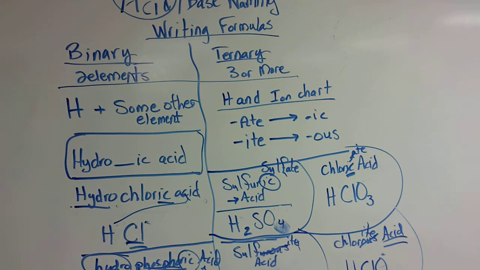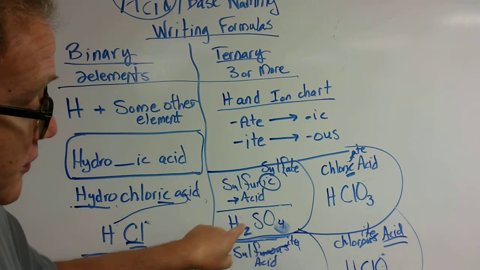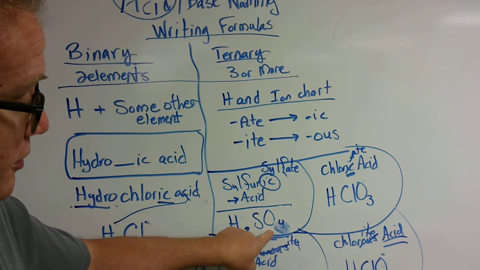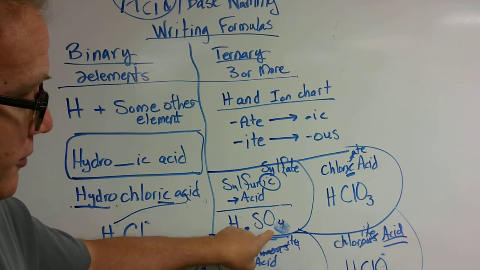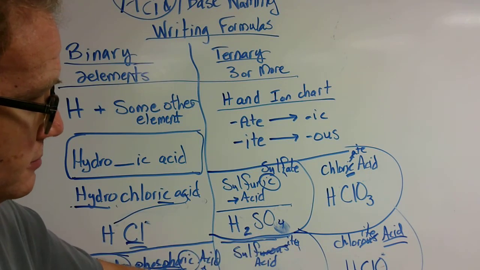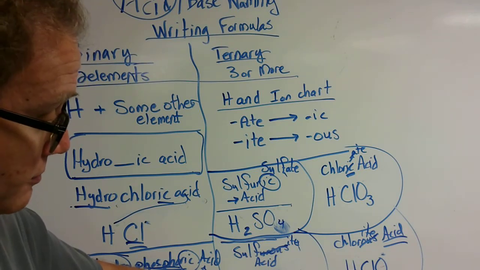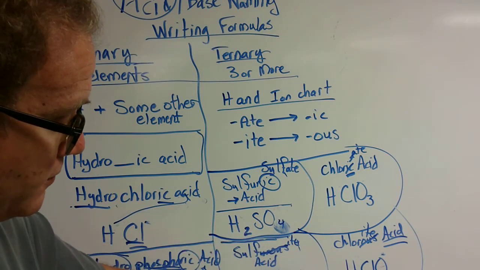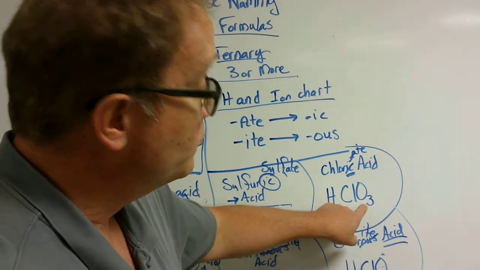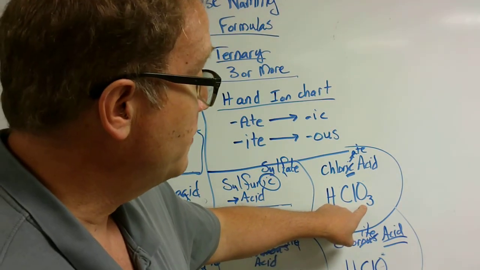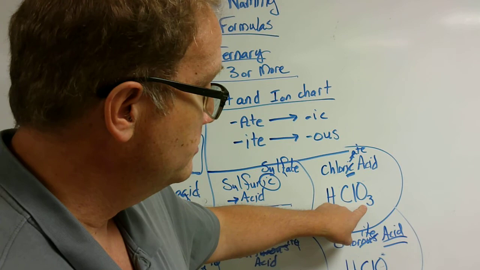Now again, if I am trying to name it, I say, oh, 3 elements: sulfate, sulfuric acid, sulfite, sulfurous acid, sulfuric, sulfurous. This is going to be off the word chlorate.